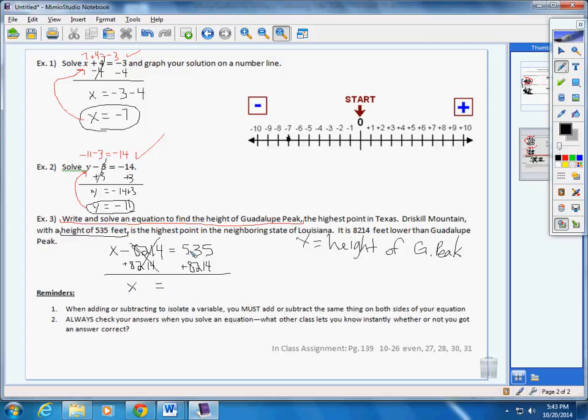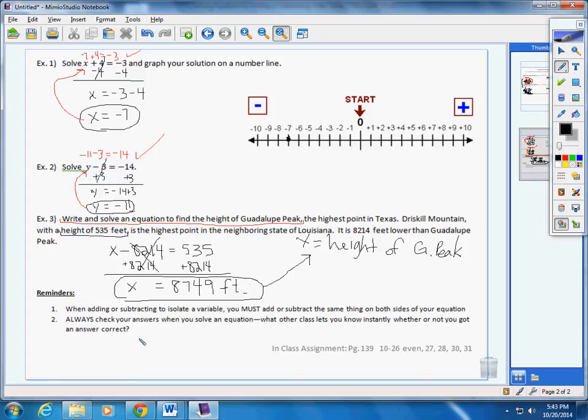And of course, when you add these two numbers together, you get something like 8,749 feet. That's right, we let x represent the height of Guadalupe Peak. So when you write your equation and you solve for x, you're left with the actual height of Guadalupe Peak. So equations can be quite useful.